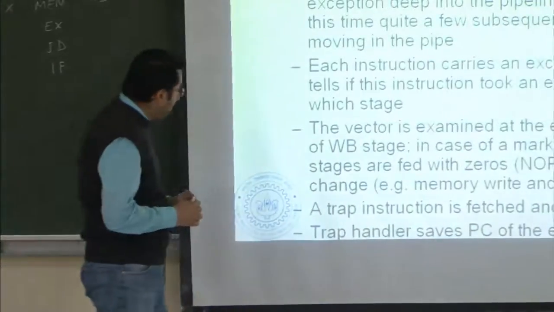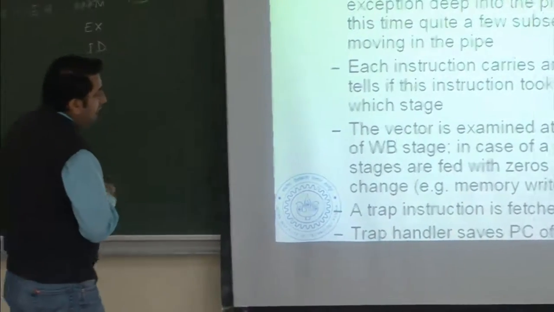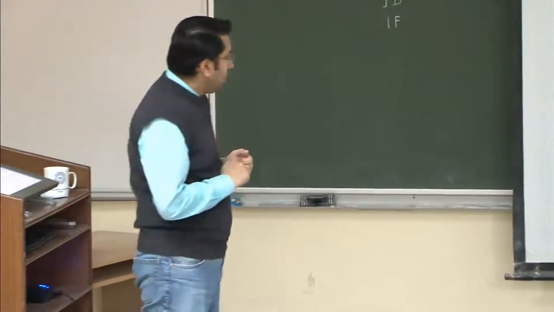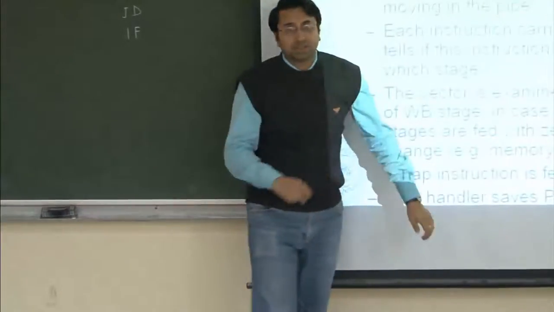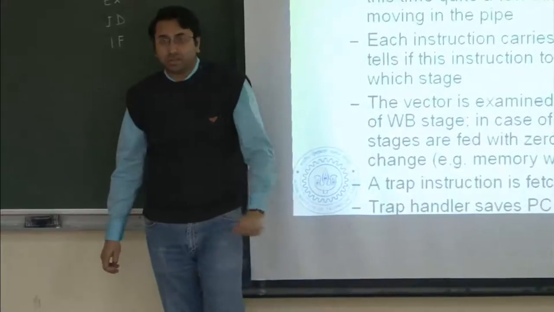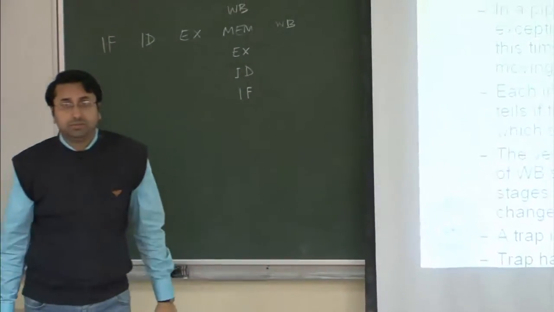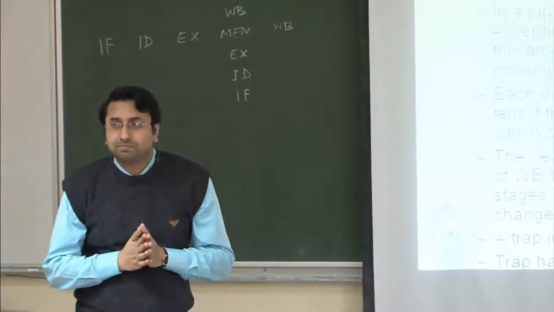state. And then what happens is a trap instruction is fetched, and that transfers control to the operating system. The trap handler saves the program counter of the excepting instruction, so that after the exception is handled, you can restore the program counter and start execution from there. So the program counter of this instruction will be saved. This is a general mechanism to do it.